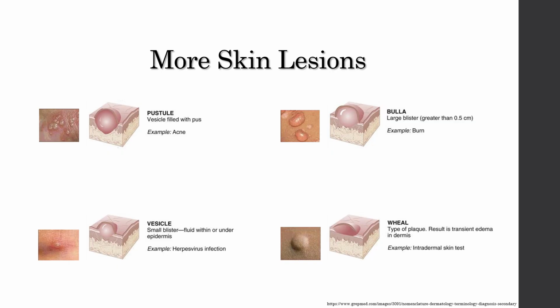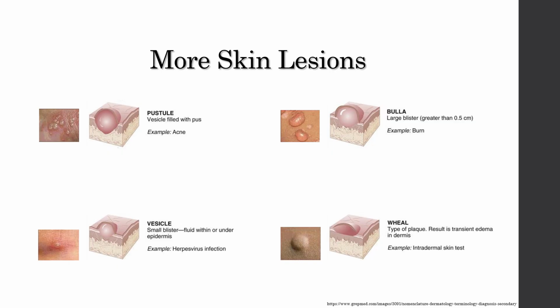Then there's a bulla, same idea, just bigger, greater than 0.5 centimeters. Burns commonly produce bullae because thermal injury disrupts epidermal cohesion. The level of blister formation helps differentiate diseases. So if it's intraepidermal, it's more fragile. If it's subepidermal, it's more tense.